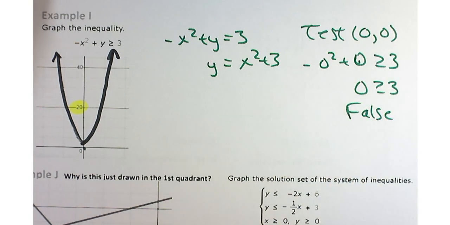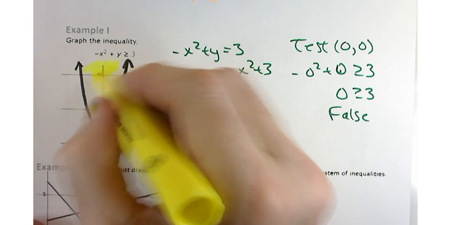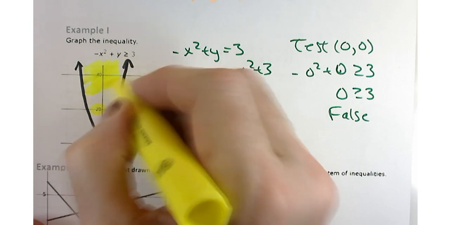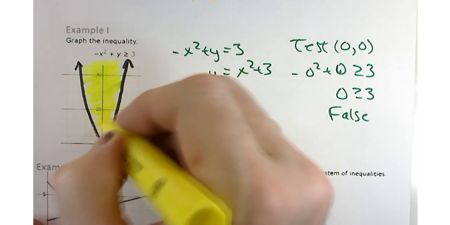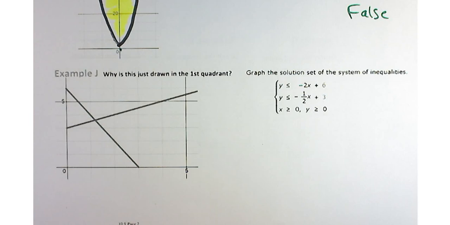So where do I have to shade? Inside the parabola. Yay. So shade inside the parabola, and we've got one last one here.